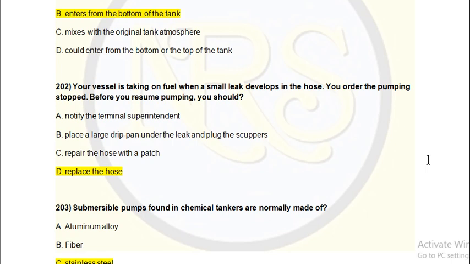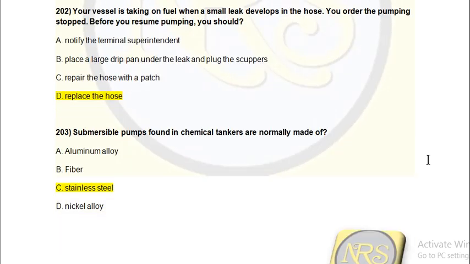Option A, notify the terminal superintendent. Option B, place a large drip pan under the leak and plug the scuppers. Option C, repair the hose with a patch. Option D, replace the hose. The correct answer is option D, replace the hose. If you find the hose is leaking, that means the hose is damaged. So you have to replace the hose. The same hose, you cannot use it.